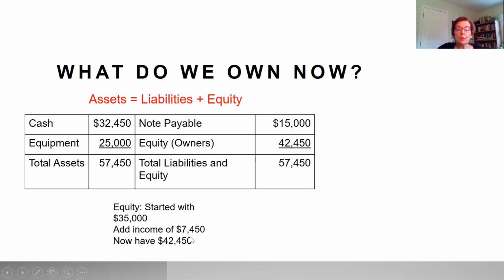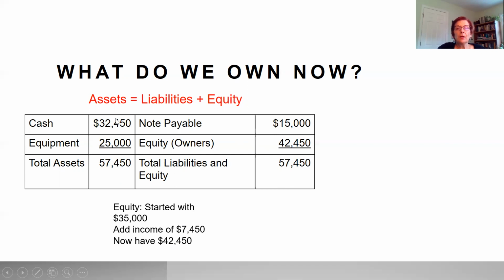How do we know that? Well, the owners started with $35,000. That's what they put in. The income belongs to the owners. So, right, any profit that comes into the business belongs to the owners. So you add the income to what we started with, and that gives us equity now of $42,450.